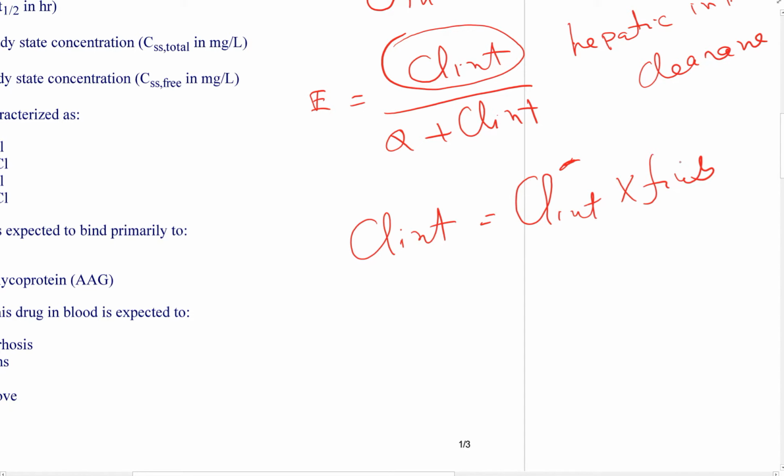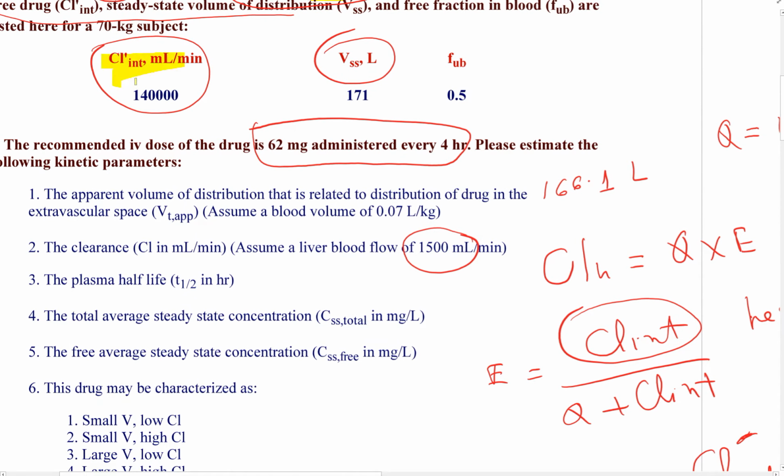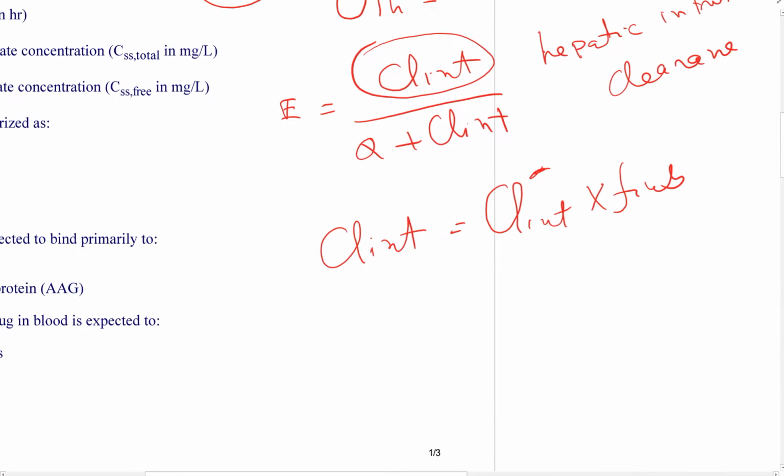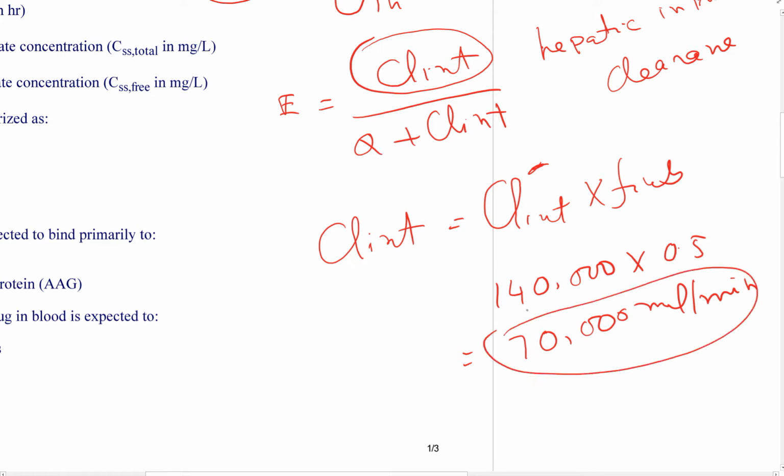We have both of this information. You see here our CLINT and FUB. We just multiply: 140,000 times 0.5. This will give us 70,000 milliliter per minute. This is the hepatic intrinsic clearance. Now this value we have to put in this equation.